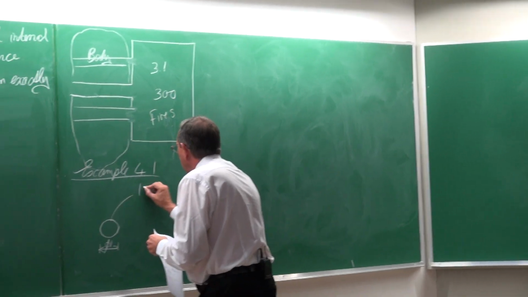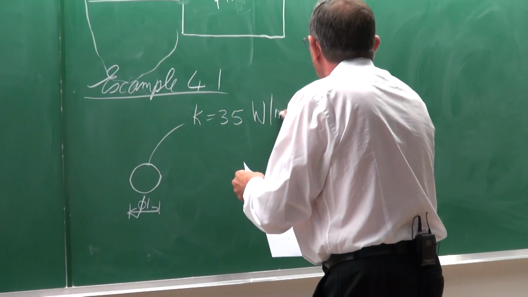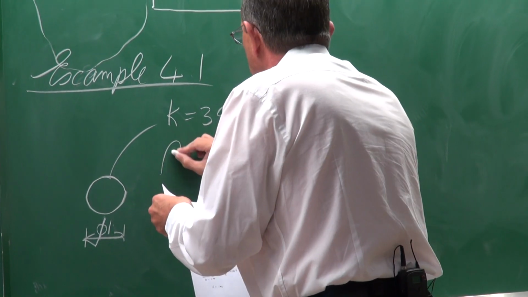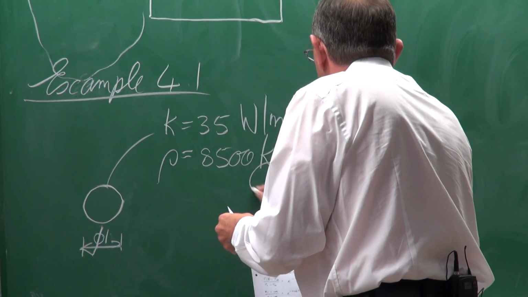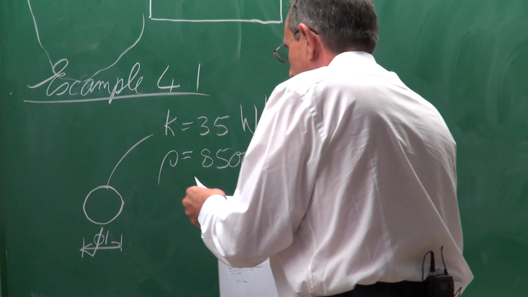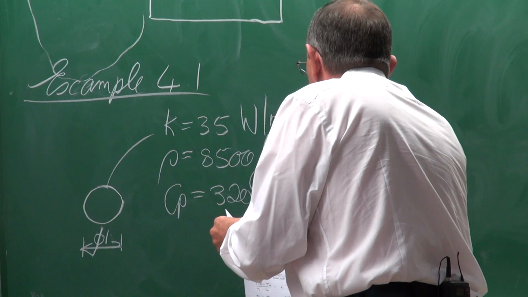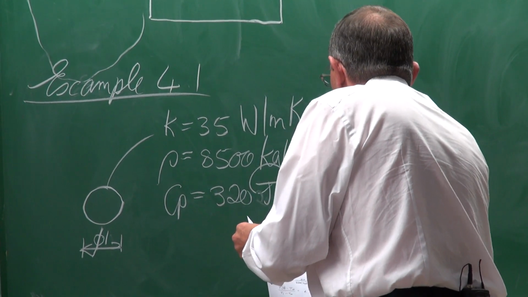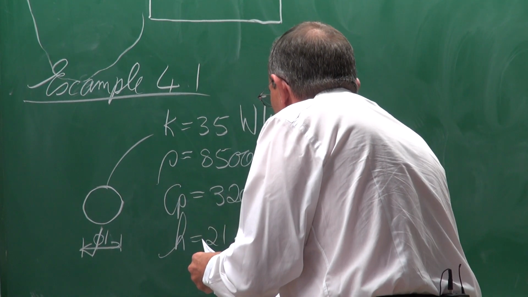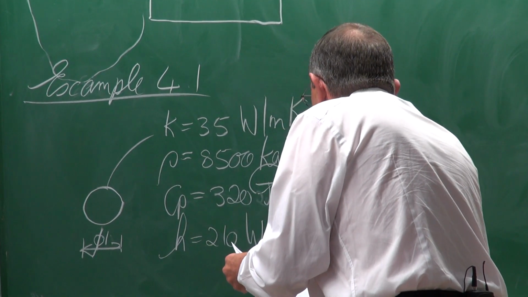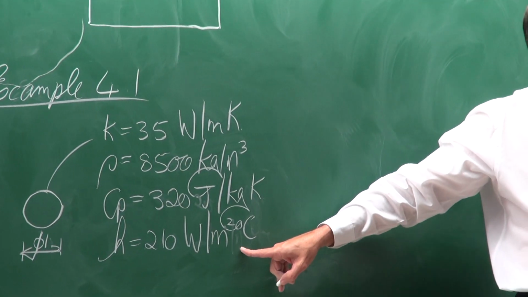The k value of this junction is 35 watts per meter Kelvin. The density rho is equal to 8,500 kilograms per cubic meter. The Cp value is equal to 320 joules per kilogram Kelvin. The heat transfer coefficient is equal to 210 watts per square meter, either degree Celsius or degree Kelvin, it doesn't matter.